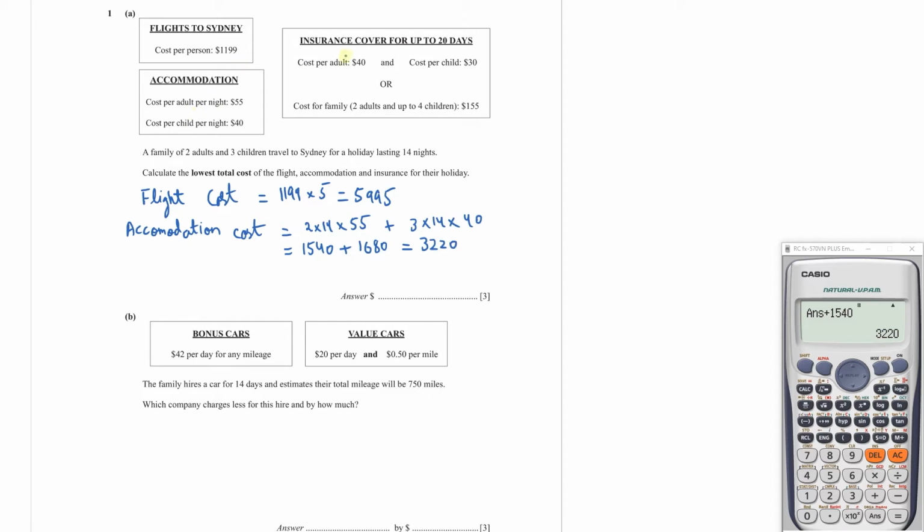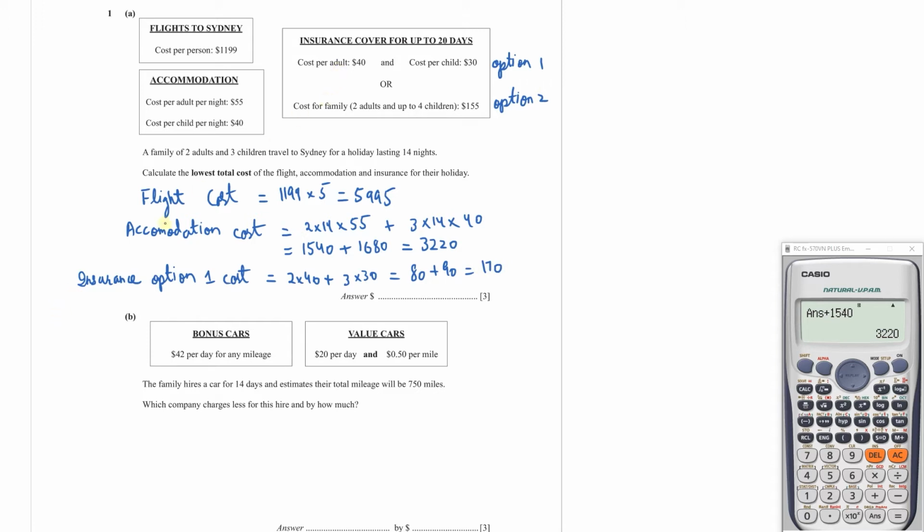So then you have this insurance plan. So let's call this option 1 and this as option 2. So insurance option 1 cost will be equal to 40 per adult. So this will be 2 into 40 plus 30 per child. So there are 3 children, so 3 into 30, which is 80 plus 90, which is 170.